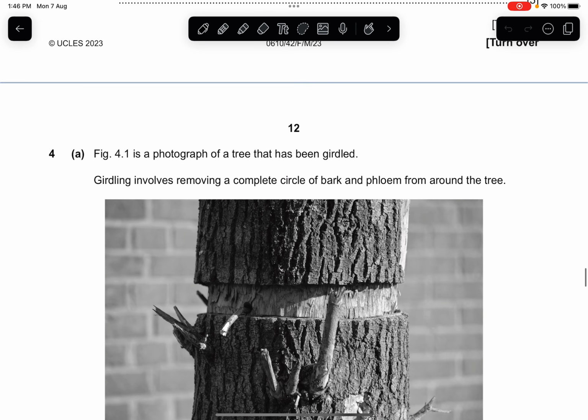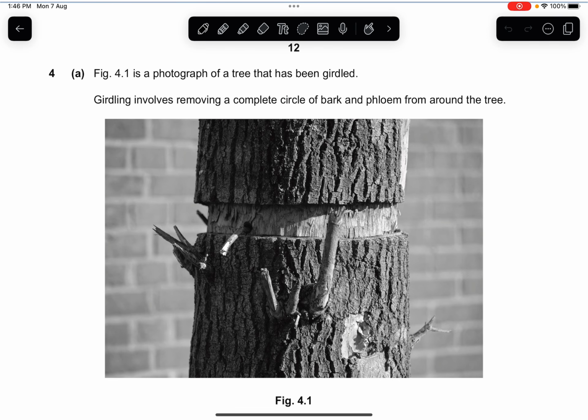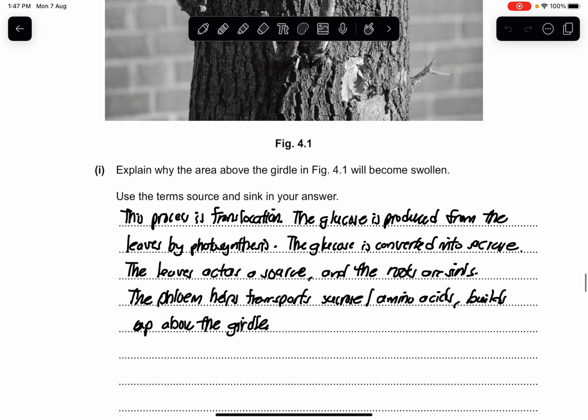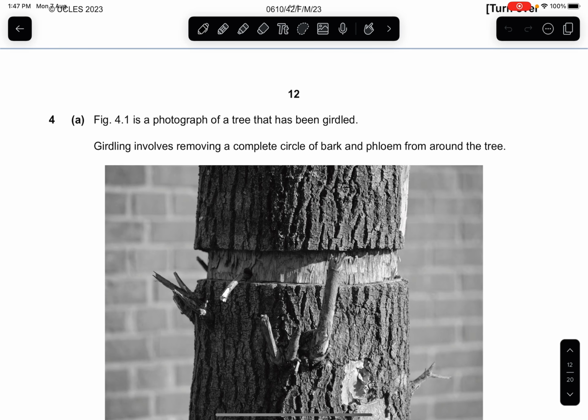Okay, question 4. Figure 4.1 is a photograph of a tree that has been girdled. Girdling involves removing a complete circle of bark and phloem from around the tree. So they give you a clue that the phloem is being cut off. And explain why the area above the girdle in figure 4.1 will become swollen. Use the terms source and sink in your answers. So the process for this is translocation. They give you a clue that the phloem has been cut.